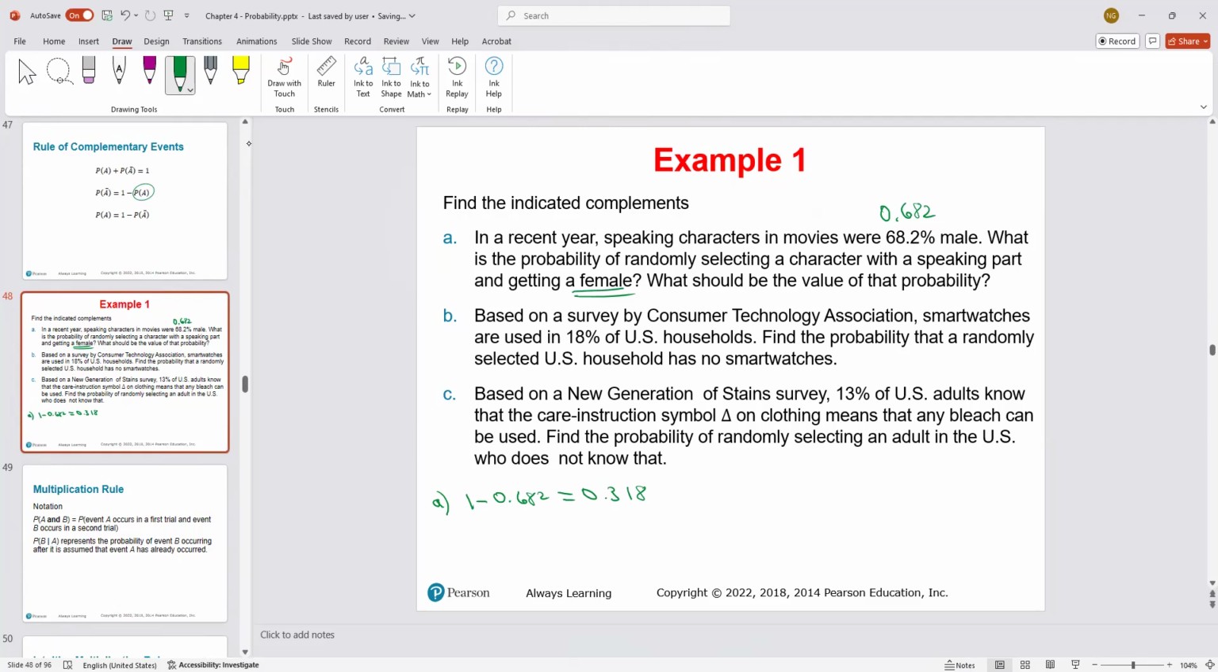So that's what we find, okay? I think we get it, right? Okay.